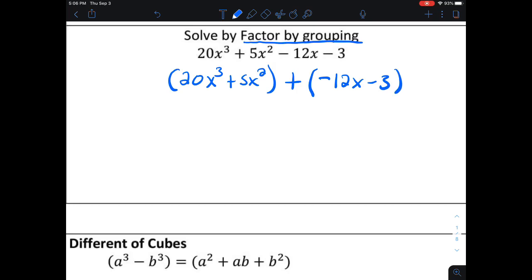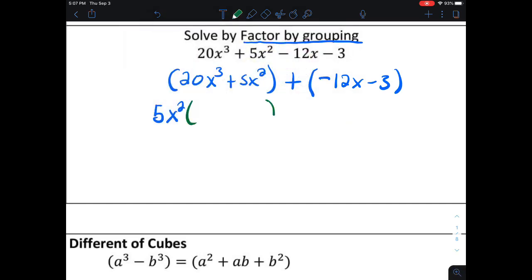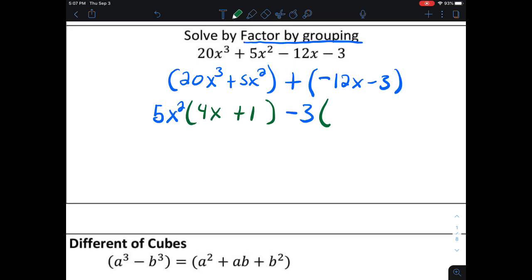And now we're going to work to take out the greatest common factor of both. So if I take out the greatest common factor of the first set of parentheses, that would be 5x squared. If I take out 5x squared, that's going to leave me inside of here with 4x plus 1. And then I go to the second set of parentheses, and I do the same thing. I want to take out the GCF. The greatest common factor there would just be to pull out a negative 3. And you pull that out, and what you have left inside of there is 4x plus 1.